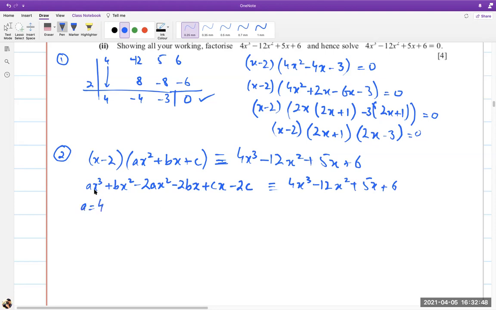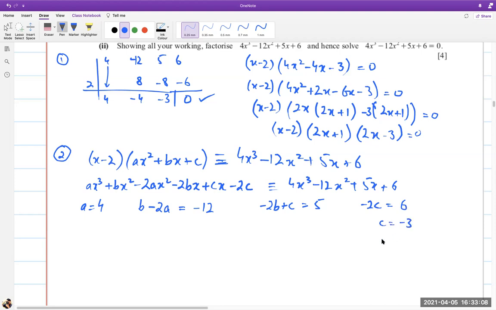Now you compare with x cubed you have a, with x cubed over there you have 4, so that's it. With x squared you have b minus 2a on this side, and over there you have minus 12. Similarly with x you have minus 2b plus c on this side and just 5 on that side, and without x you have minus 2c, which is equal to 6.